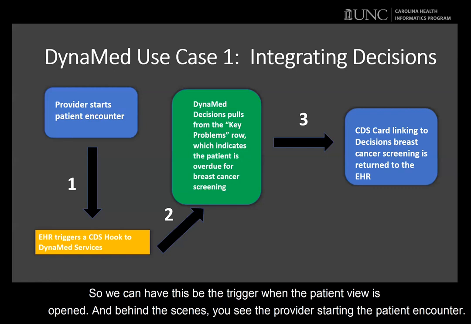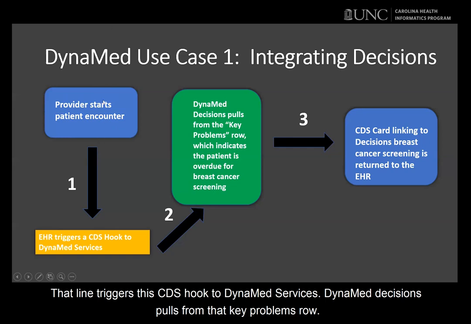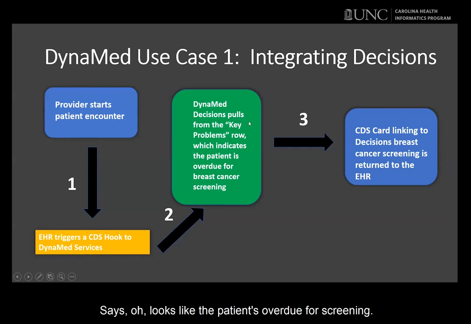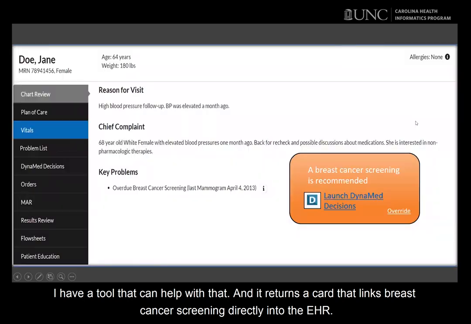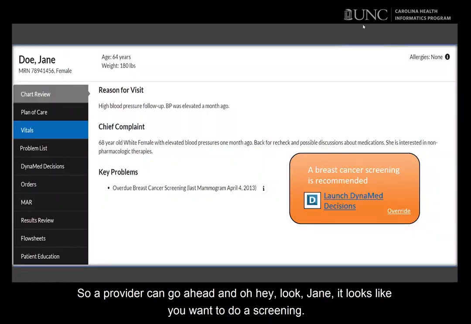And behind the scenes, you see the provider starting the patient encounter. That line triggers a CDS hook to Dynamed services. Dynamed Decisions pulls from that key problems row, says, oh, it looks like the patient's overdue for screening. I have a tool that can help with that. And it returns a card that links breast cancer screening directly into the EHR.